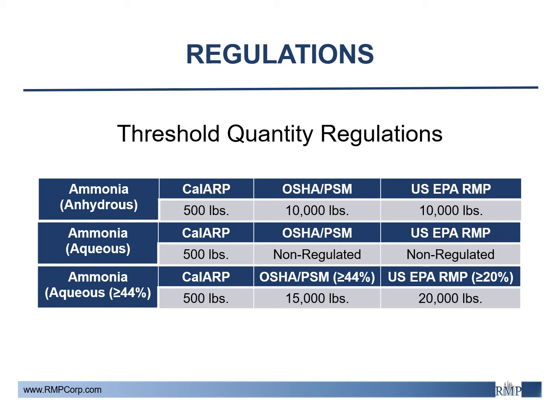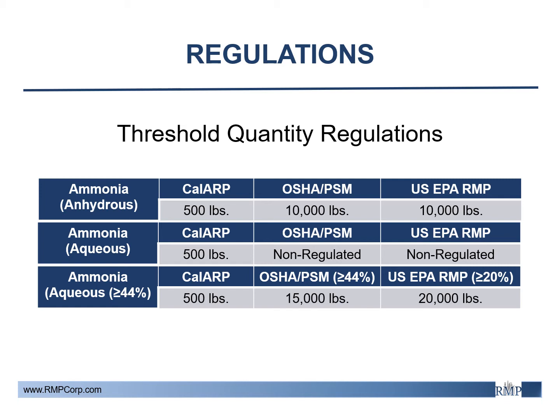Now I will cover the regulations and threshold quantities. Anhydrous ammonia is regulated by CalARP, OSHA PSM, and US EPA RMP at 500, 10,000, and 10,000 pounds respectively. For aqueous ammonia, any percentage of aqueous ammonia is regulated by CalARP up to 500 pounds. After the 500-pound threshold is reached, whether it's 1 or 50% aqueous ammonia, you will be required to be compliant with CalARP.